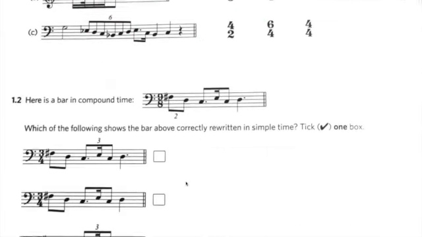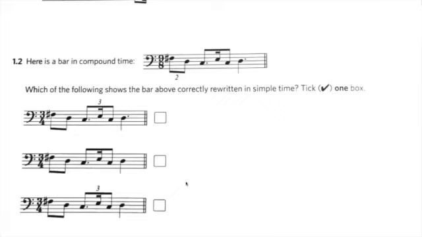The next question that they will ask you in the exam is one of those conversion questions, converting compound to simple or vice versa. For this sort of question, I would always look at the one that they present us with first. Here is a bar in compound time. Now, compound time means that the beats naturally divide into 3 sections. So 9/8, we are dealing with dotted crotchets as beats.